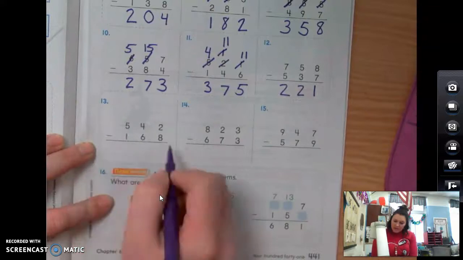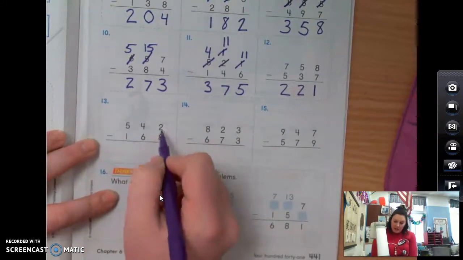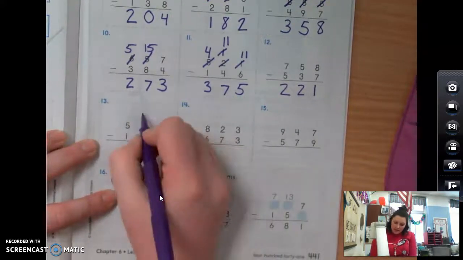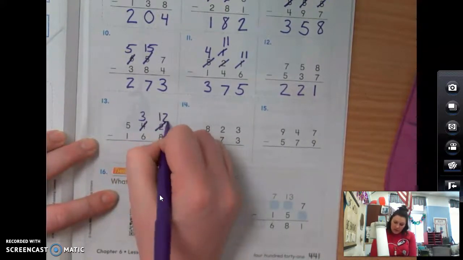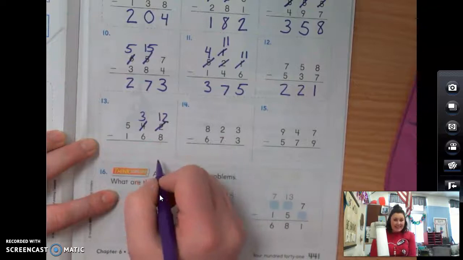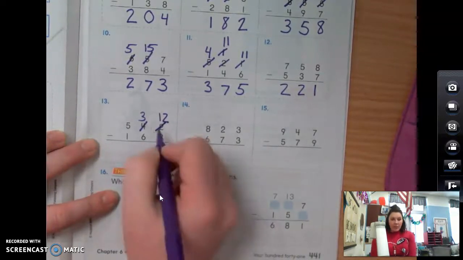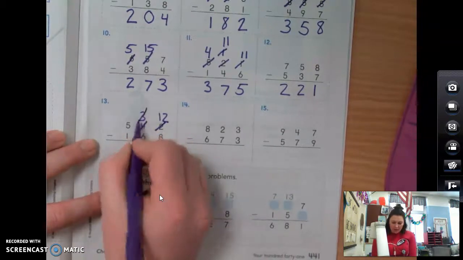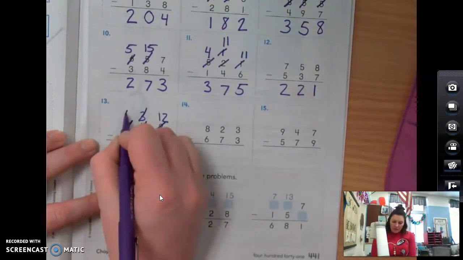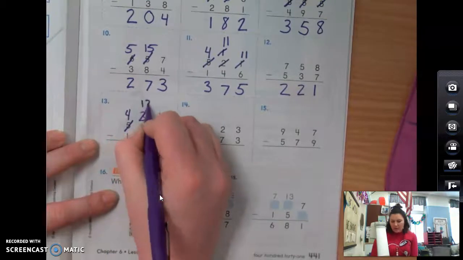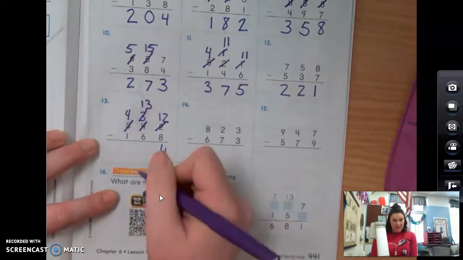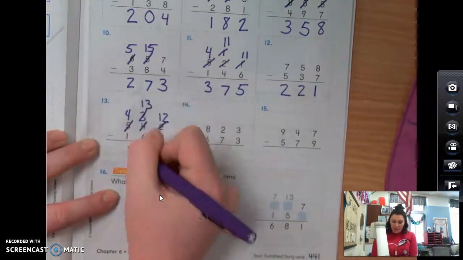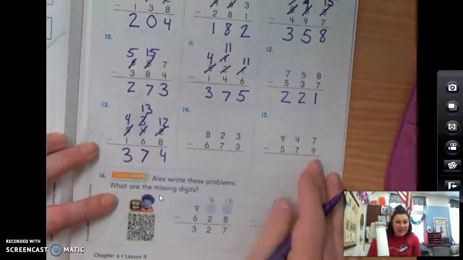542 minus 168. Okay, 2 minus 8. Can't do it. Cross out, cross out. The 4 becomes 3. The 2 becomes 12. 12 minus 8 is 4. 3 minus 6. I can't do it. Cross out 3. Cross out 5. 5 becomes 4. 3 becomes 13. 13 minus 6, I can go ahead and do that. That is 7. 4 minus 1, that is 3.